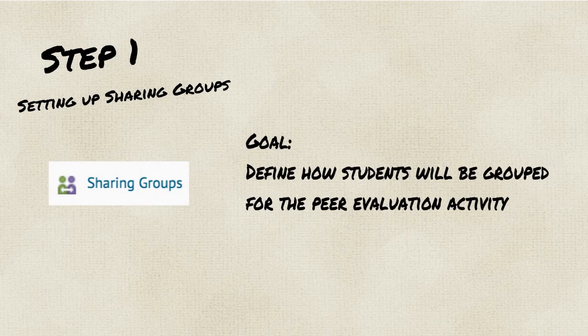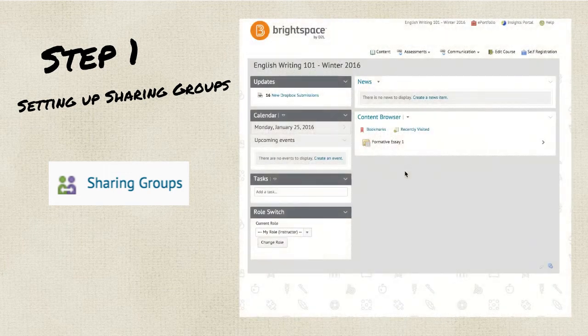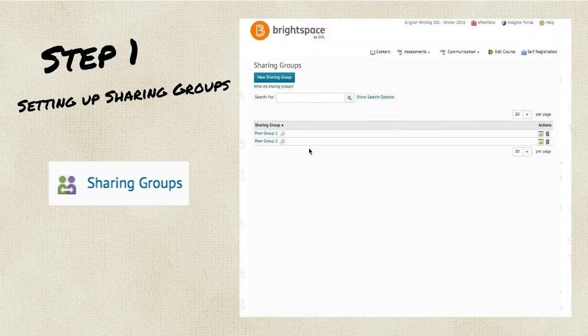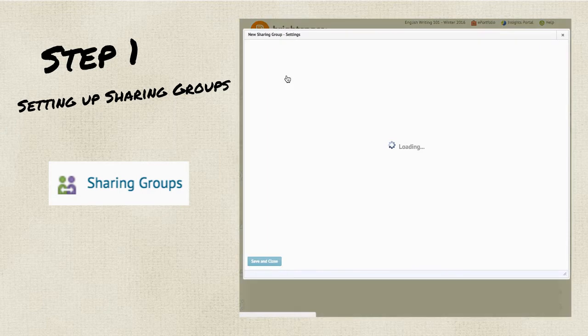Step 1, set up sharing groups. So here I want to define how students will be grouped for this peer evaluation activity. From within your course in Brightspace, select the sharing group option, and now we'll create that sharing group. So name the sharing group.